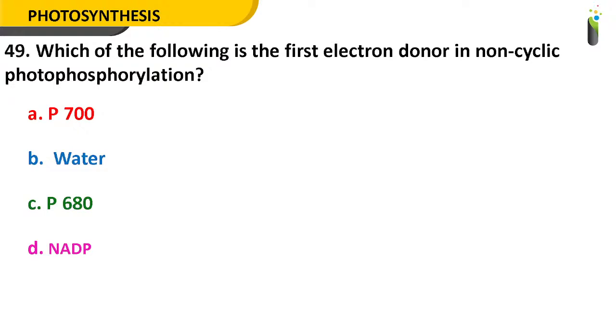So what should be the answer for the same? Think over. Which of the following is the first electron donor in non-cyclic photophosphorylation? And the correct answer is B. It is water. It is an electron donor.